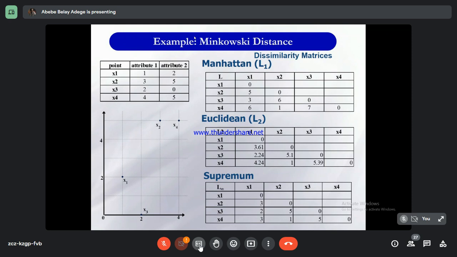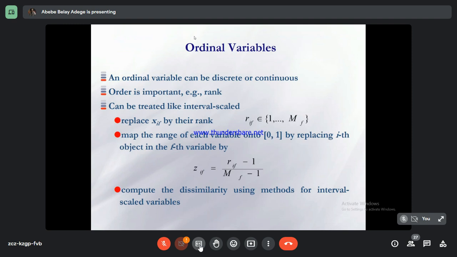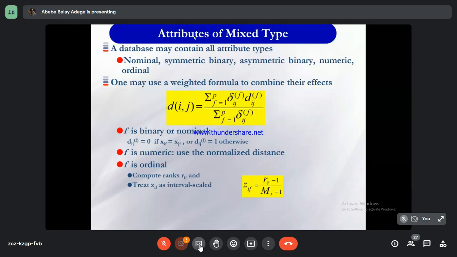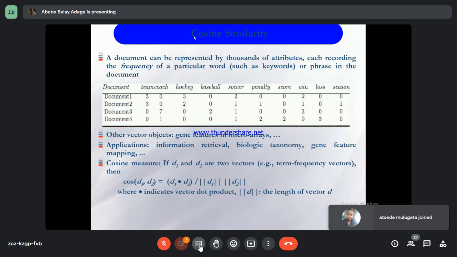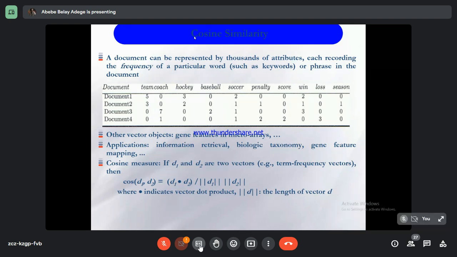You can apply this in machine learning, or in big data analysis, whatever it is. This is for ordinal variables. For attributes of mixed types, if you have different mixed types of attributes, and if you have the standard deviation and some objects, then you can compute the distances for binary variables. There is also cosine similarity. We just use the cos function and dot product: x1 times x2 over the absolute value of x1 times the absolute value of x2. The other one is cosine similarity.